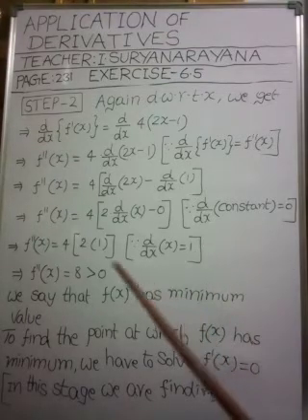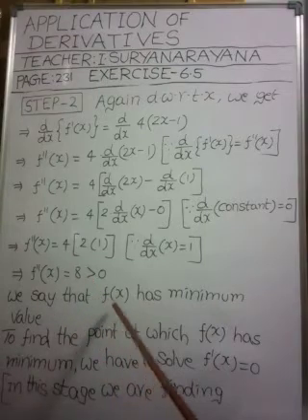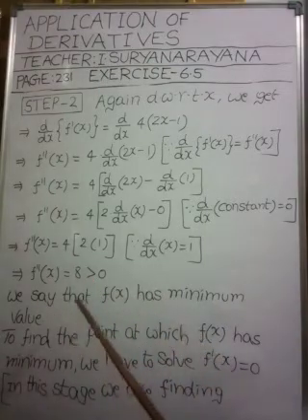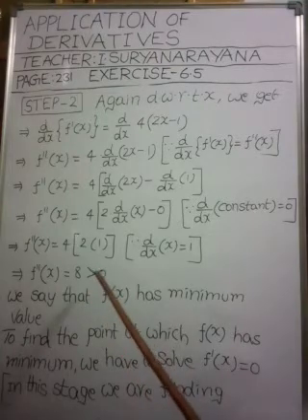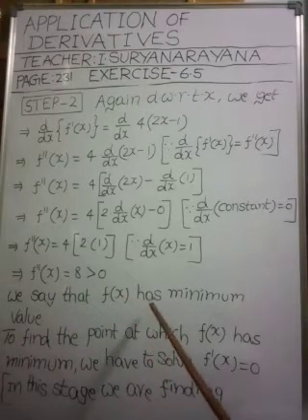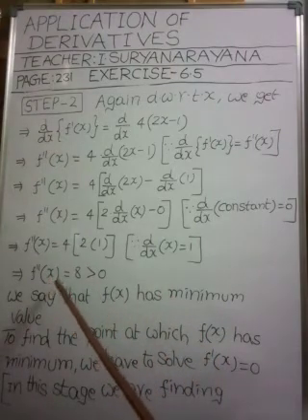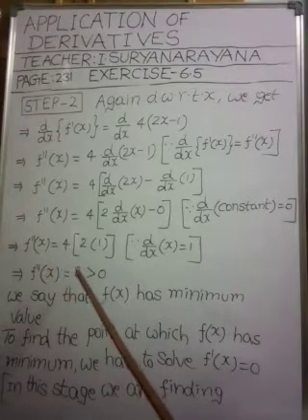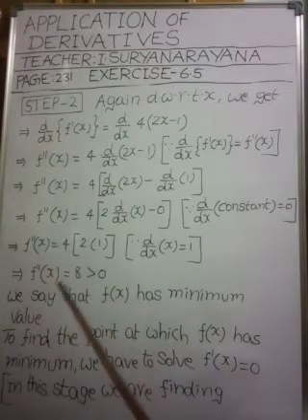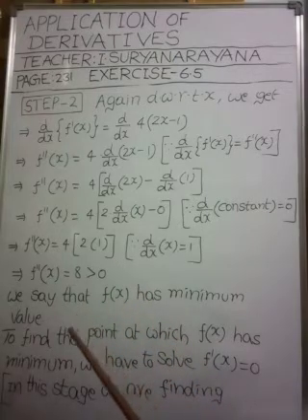Yes. If f double dash of x is greater than 0, then we say that f of x has a minimum value. Remember this point, my children. On the other hand, if f double dash of x value is less than 0, then we say that f of x has a maximum value. Remember this point, my children.